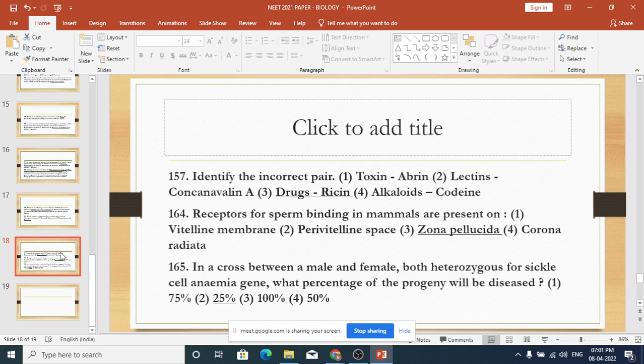Receptors for sperm binding in mammals are present on... So this may be 12th standard. No, sir, 10th standard, sir. Oh my God, so many 10th standard. Receptors for sperm binding in mammals. Okay, you are 10th standard, maybe 11th standard in NCERT, isn't it? That may be the reason. Okay, the answer is zona pellucida.